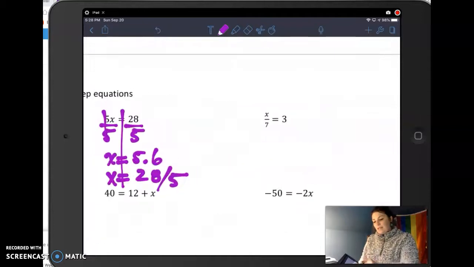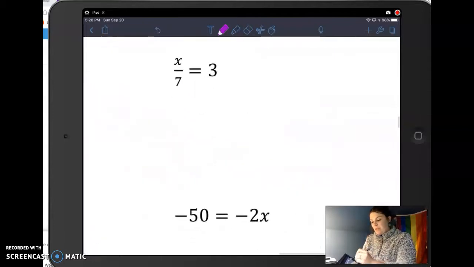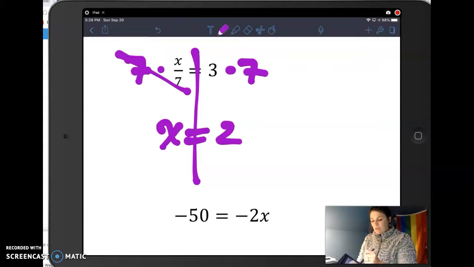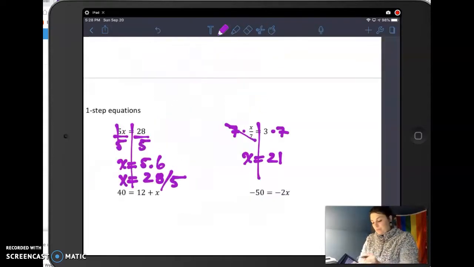All right, next one, we have division. The x is being divided by 7. And so to get rid of division, we do the opposite operation, which is multiplication. So x equals 21, 3 times 7.